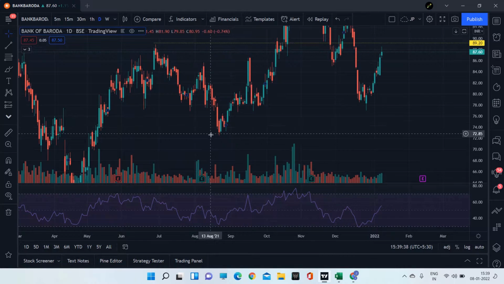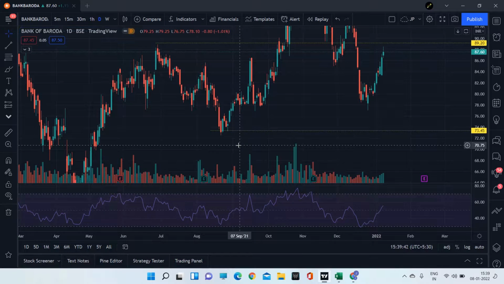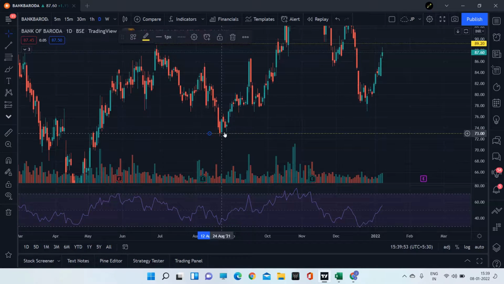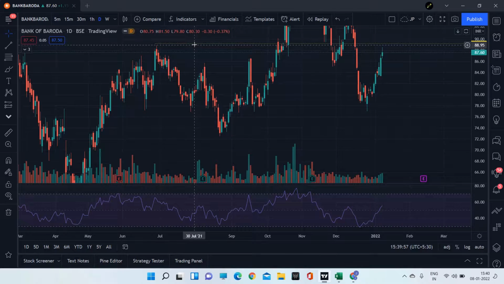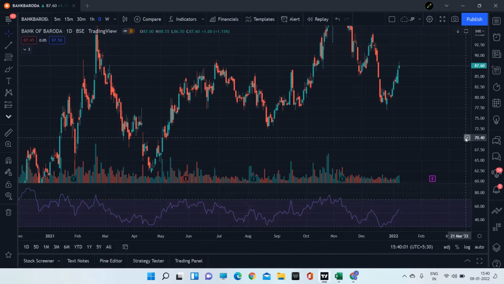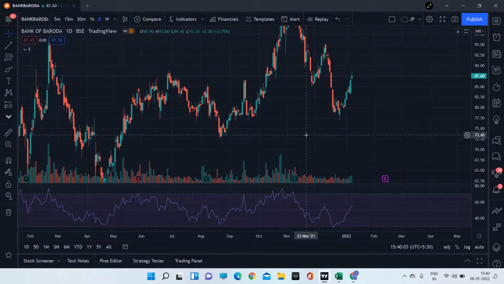And on the opposite side, if I draw a horizontal ray here, we can see that the stock Bank of Baroda has taken a U-turn, or a reversal, from this point below. So this is a support. This is the basic definition of support and resistance. Now we'll see how to identify them and how we can interpret the charts using support and resistance.